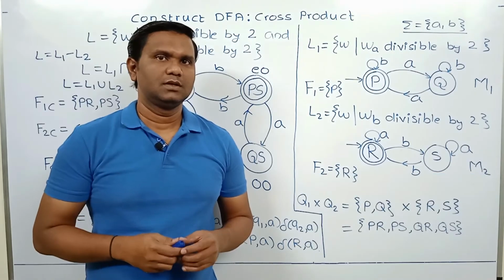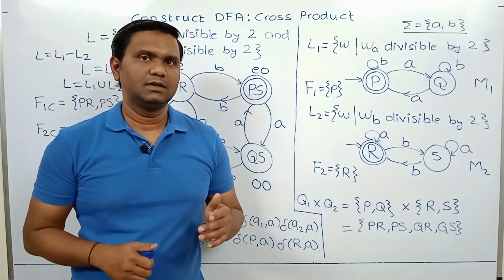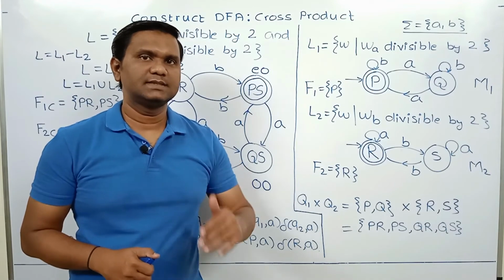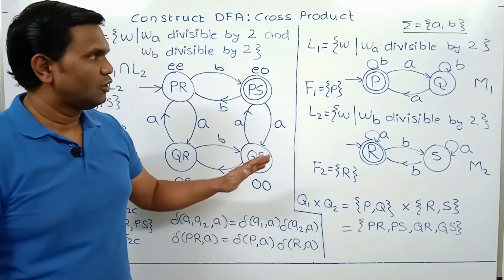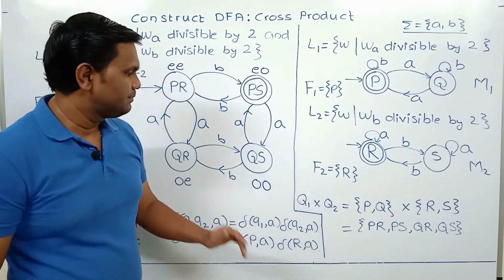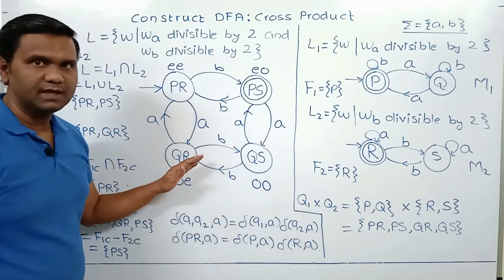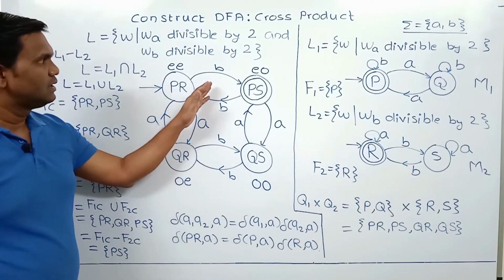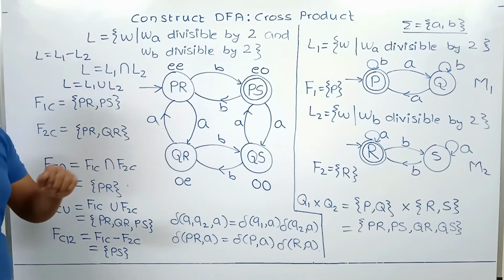So we can use cross product of the DFA to calculate union of two languages, intersection of two languages, and set difference of two languages. All the remaining calculations remain the same. Calculation of states in the cross product of the DFA is the same. Calculation of transitions remains the same. Calculation of initial state remains the same.